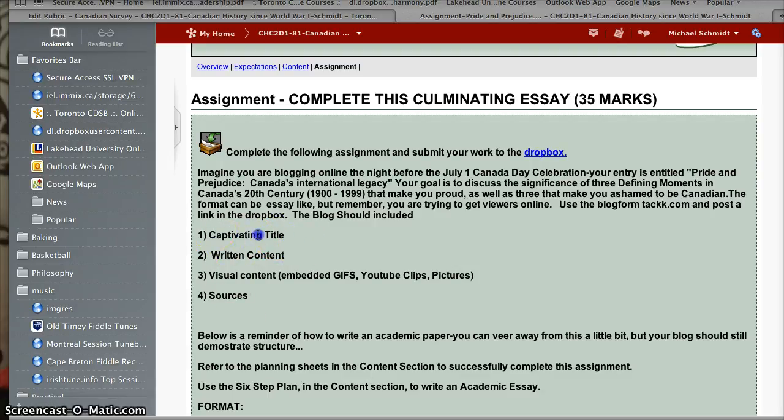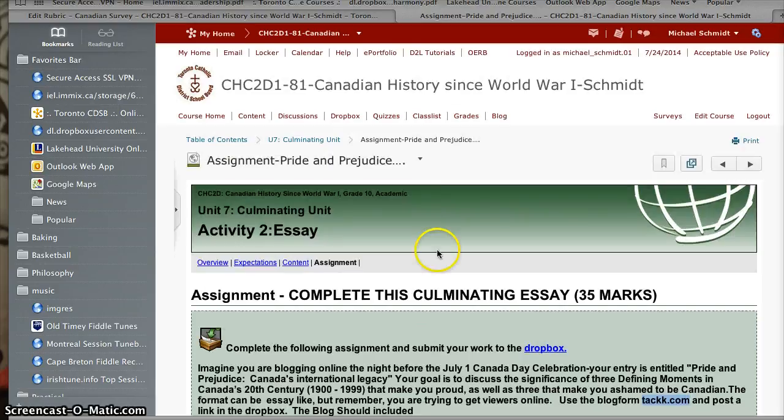And when you're doing that, you also have to include all of this. You're obviously going to have a title, and written content. That's great. Then visual content. If you look at the average blog, there are all sorts of ways to include things. I suggested you use the blog form. You would need to sign up for it again, but you can easily embed YouTube clips in that. You can use pictures. You could also use the blog feature in D2L itself.